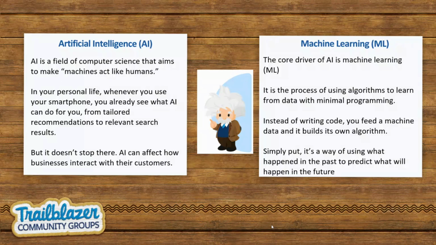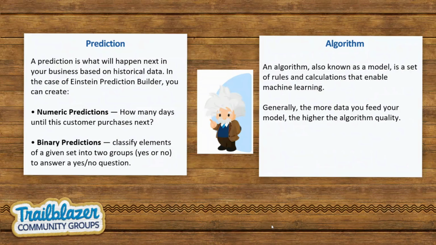What we are going to give them is basically a process, and that process of using an algorithm to learn from the data is basically ML. And then what we get as an outcome is a prediction. A prediction can be numeric or binary. Numeric means a value, and binary means yes or no, or opinion based.